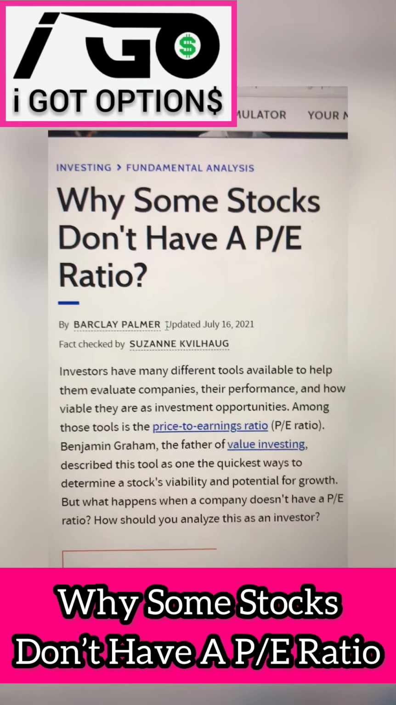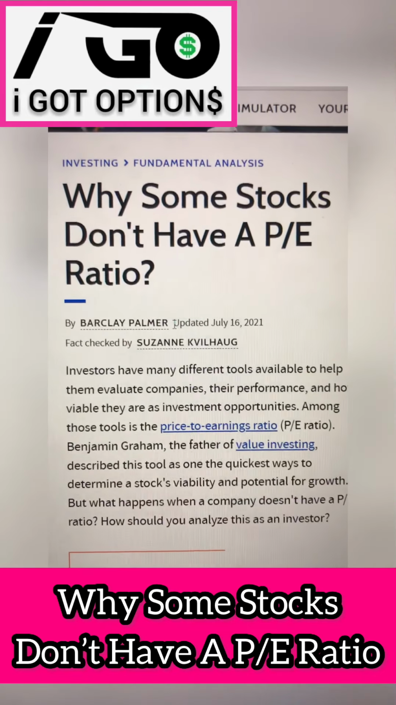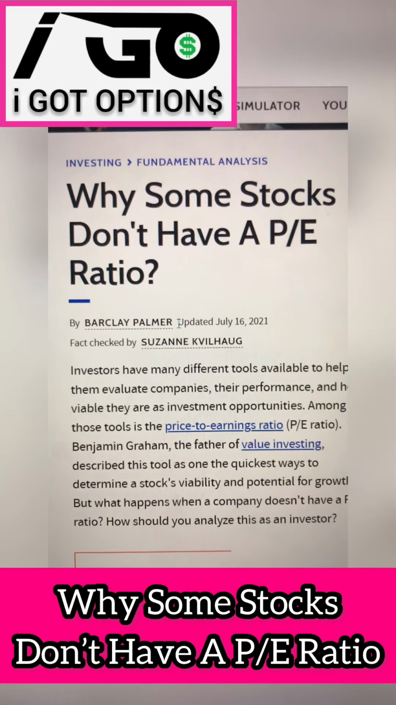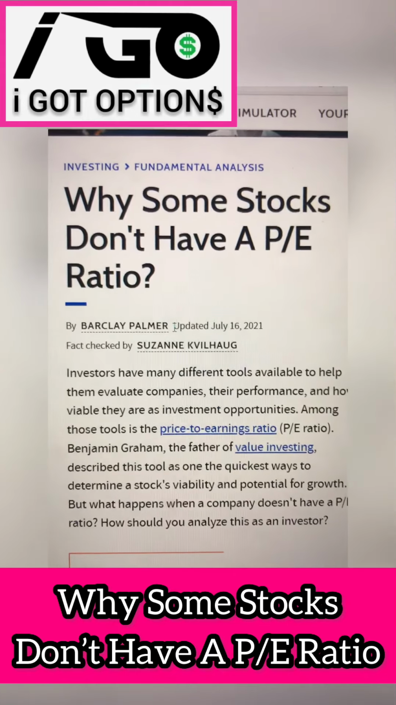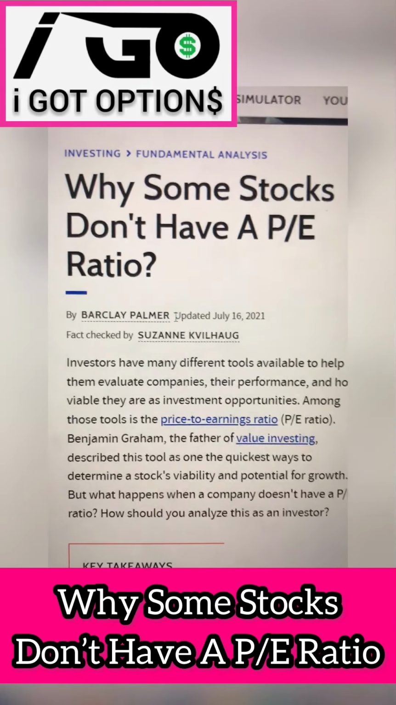In conclusion, investors don't really want a stock to have a negative PE ratio, because that's essentially saying, hey, you're doing badly. You're not bringing in any profit whatsoever. Why would I want to invest my money into a non-profitable company? That's essentially the gist of why some stocks don't display their PE ratios.